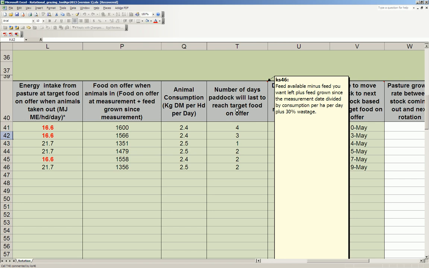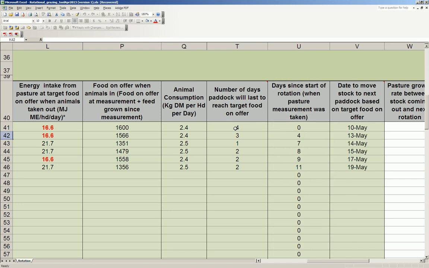The number of days the paddock will last to reach the food on offer is 4, 3, 1, 2, 2 and 2. Now I've got a few concerns about this, because that gives me a total in the next column of 11 days that my rotation is going to run for. So by the 19th of May I'm going to be back to my first paddock again.